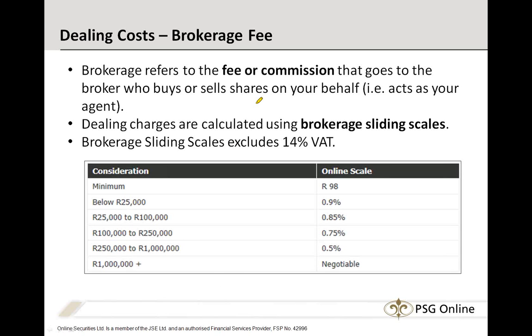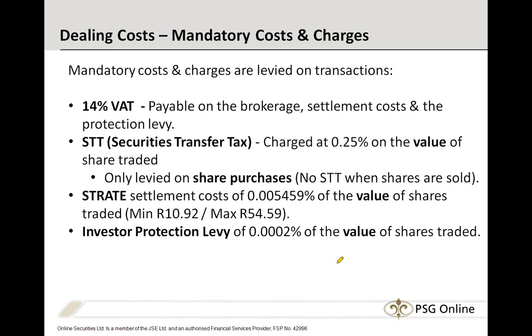Brokerage refers to the fee or commission that goes to the broker who buys and sells shares on your behalf. It's based on a sliding scale. At PSG Online, we have a sliding scale, with a minimum of 98 Rand per trade. It's a sliding scale from 0.9 to 0.5. The bigger the transaction, the cheaper it becomes. So let's look at some practical examples.